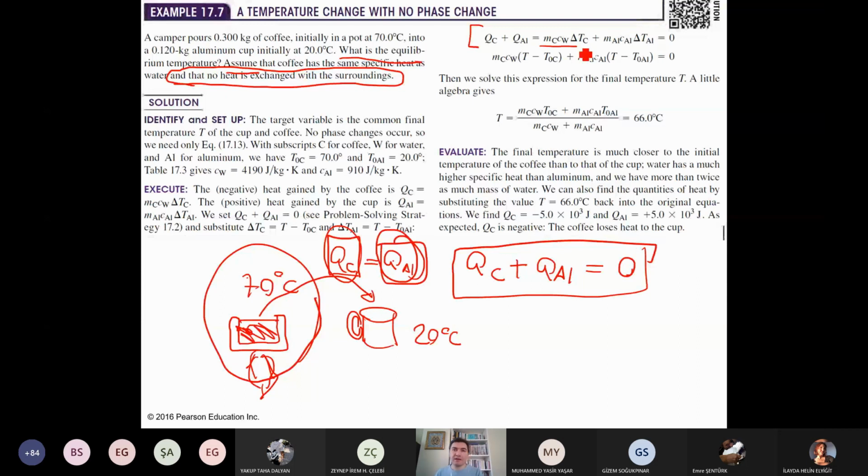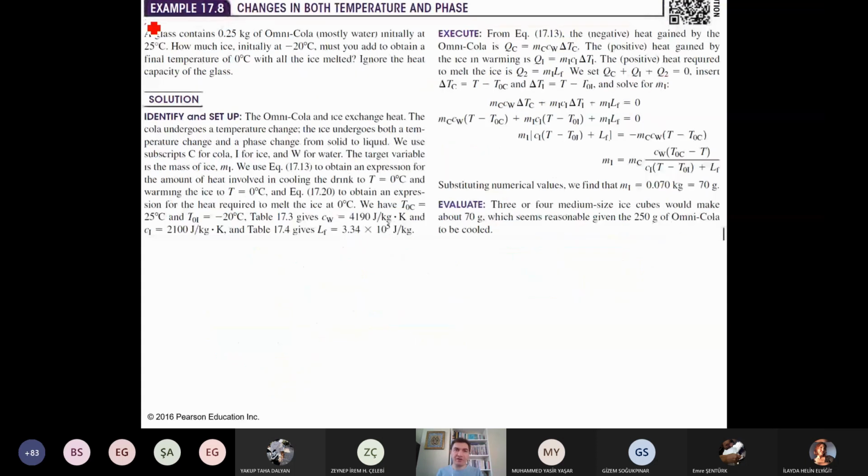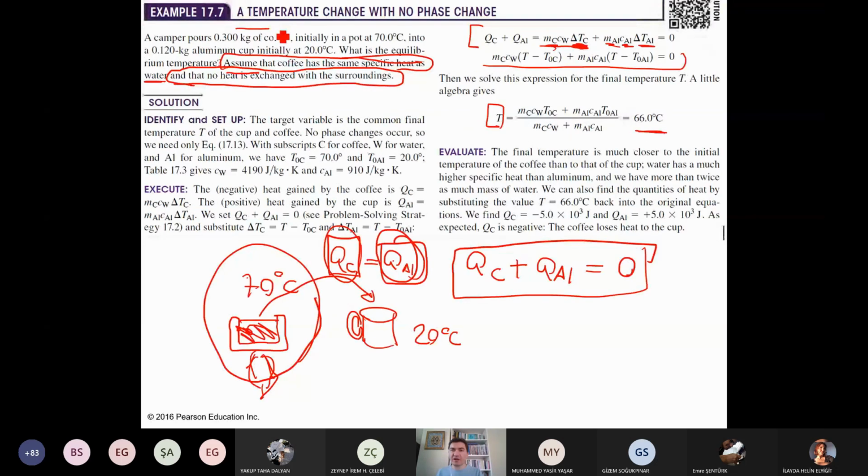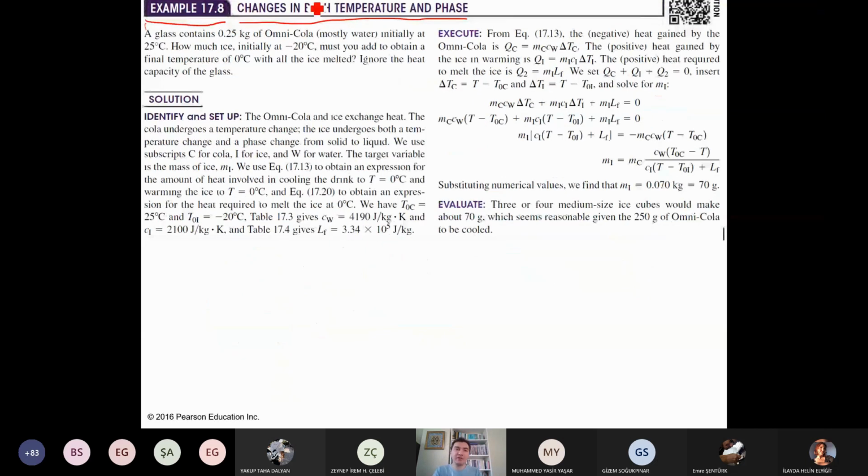And then if you reorganize this expression, you can get the final temperature, or equilibrium temperature, which is 66 degrees Celsius. Do you have any question here? Then let me continue with example 17.8, changes in both temperature and phase. Here, temperature changes, okay? So this is the final temperature of the coffee and the final temperature of the aluminum cup, but there is no phase change. In this question, we have changes in both temperature and phase.